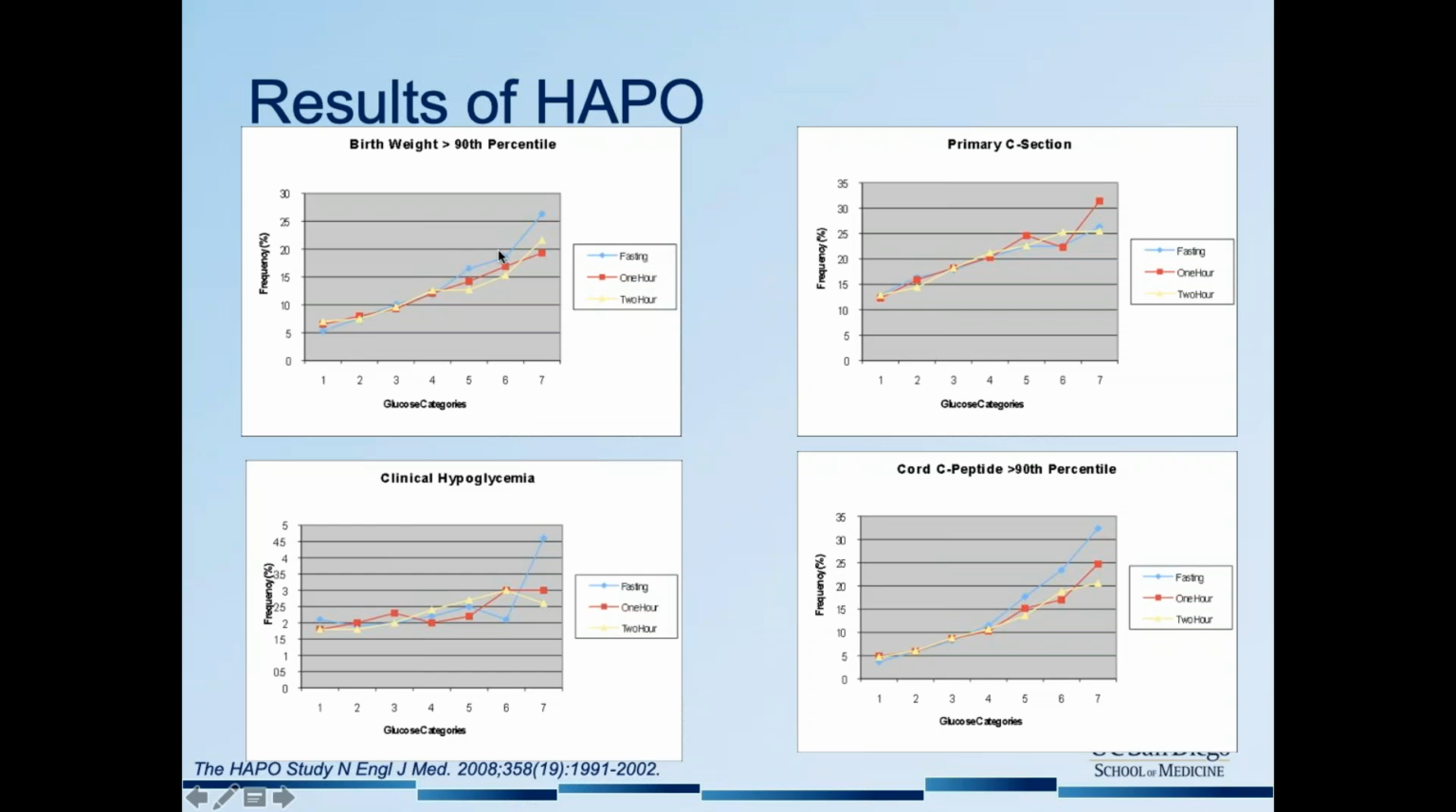As you can see, there's a continual relationship between maternal hyperglycemia, so worsening glucose, at all levels, fasting, 1 hour and 2 hours, and the development of birth weight greater than the 90th percentile. The same thing was seen with clinical hypoglycemia, primary C-section rate, as well as hyperinsulinemia, or a cord C-peptide at greater than the 90th percentile. So there was a linear relationship and no inflection point, which was the hope of the HAPO trial, to be able to come up with definitive cutoffs for diagnosing GDM using a 75-gram OGTT.